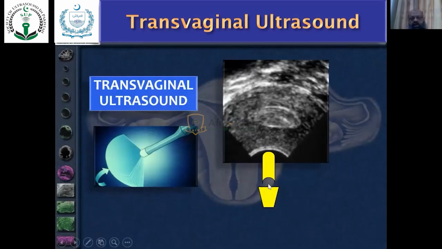This is how the transducer is placed for TVS, and we will get part of the uterus. We have to keep in mind that the transducer is like a torch, and the sound waves which are being emitted are like the torch light. So it will be spreading in different angles, and we will be able to visualize the structures which are in front of these sound waves which are emitted.